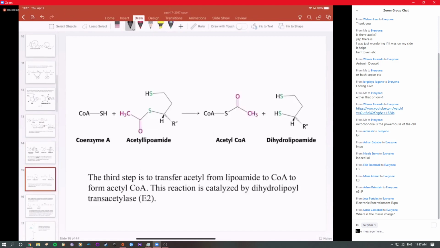Once you've generated the acetyl lipoamide, it transfers the acetyl group to CoA to make acetyl-CoA. This is the third step. And in this case, this reaction is catalyzed by the E2, which is called dihydrolipoyl transacetylase. And now you see why it's called a transacetylase, because it transfers an acetyl group from lipoamide over to the coenzyme A. And that's catalyzed by E2.